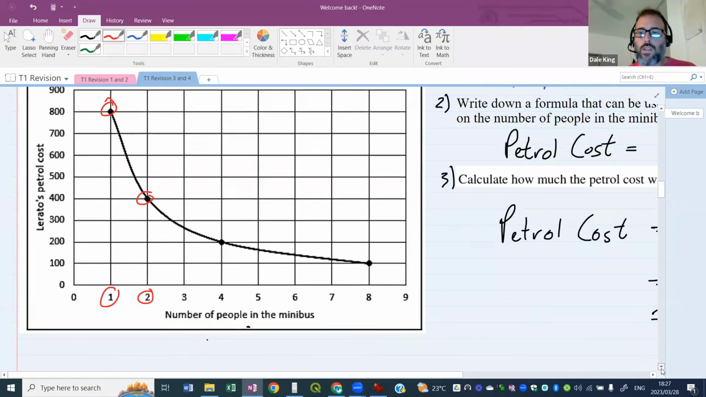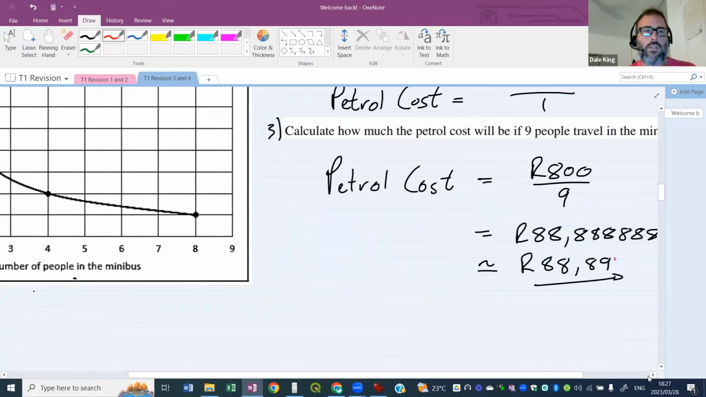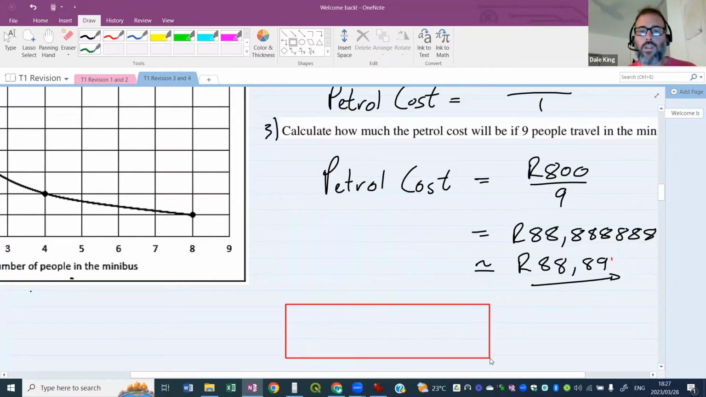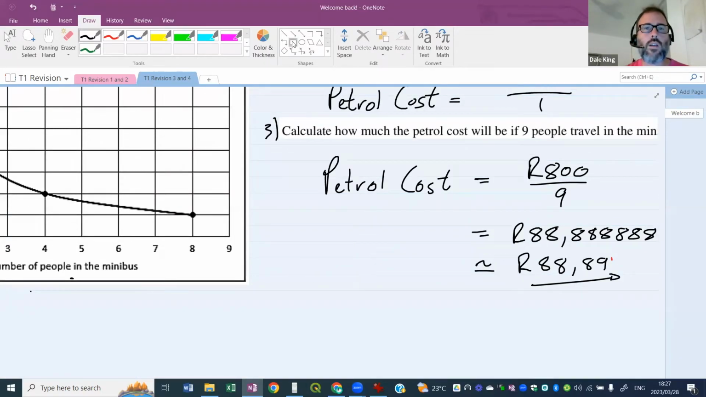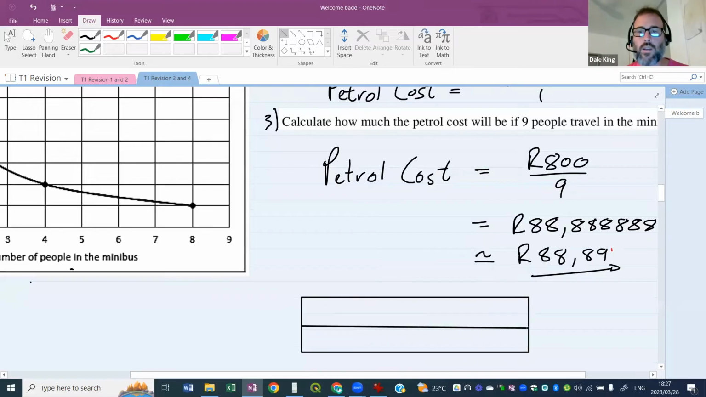So what you could do is use a table, because I know you guys like using a table for this. All right, so let's get a little table out here, and let's have a look at the values as they stand in a table. All right, so if we have 800 Rand, that's for 1 person. If we have 400 Rand, that's for 2 people. And there's another value here, 200 Rand is for 4 people. Okay, so these are the values that we're getting off the graph.